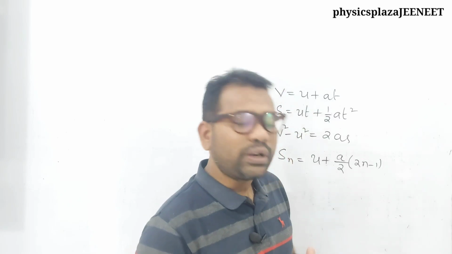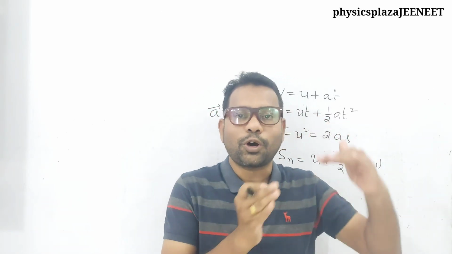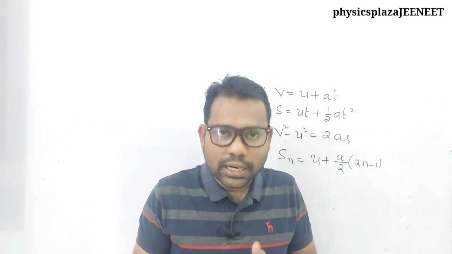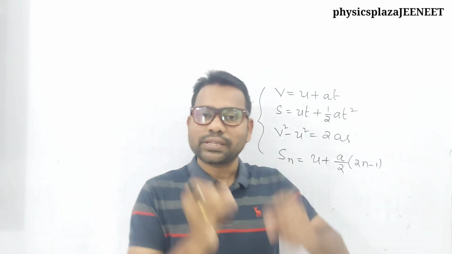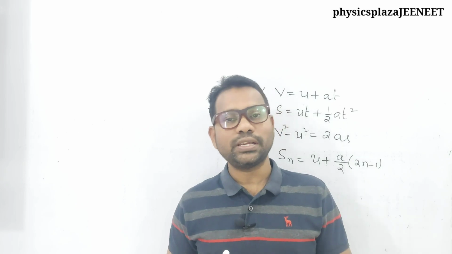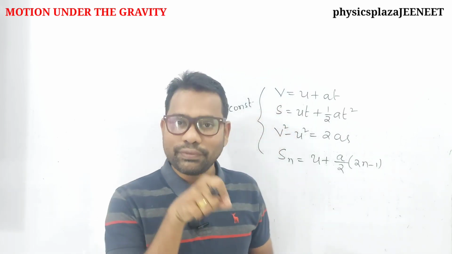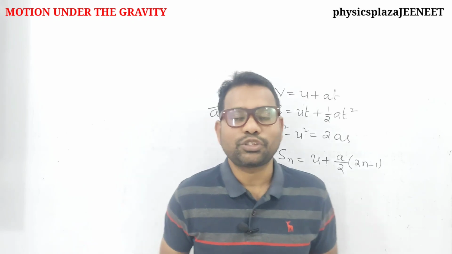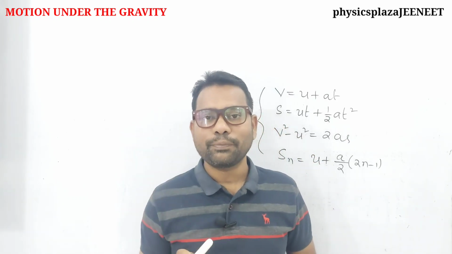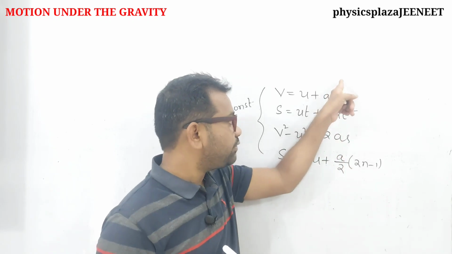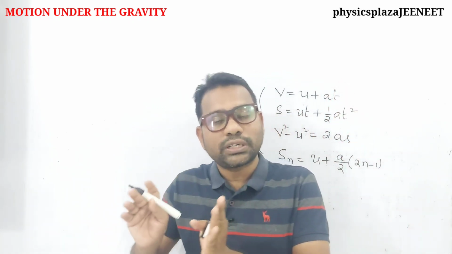That's fine. In today's class, as I said, previously we had a discussion about the horizontal motion. Today we will be talking about the vertical motion. Children, the best example for vertical motion is motion under gravity. So today we are going to focus on motion under gravity and how these equations of motion are modified for a motion under gravity.